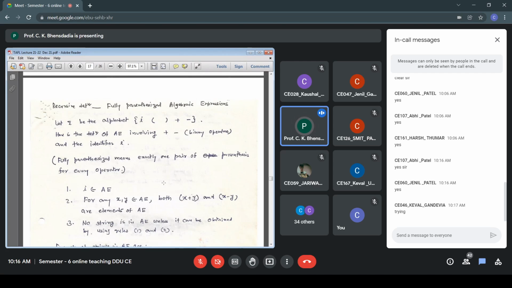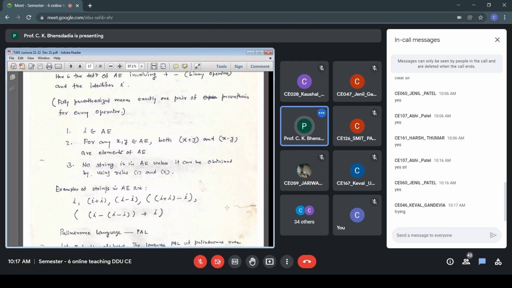Main idea in rule number 2 is I require exactly one pair of parentheses for every operator. That is the requirement. So what I do with the operator, I also write the parenthesis in the expression. As soon as I apply an operator, I also have one pair of parentheses. So it is ensured that for every operator, there is exactly one pair of parentheses. And of course, rule number 3 is my rebuttal part. No string is in AE unless it can be obtained by using rules 1 and 2. So that is the fully parenthesized algebraic expressions.